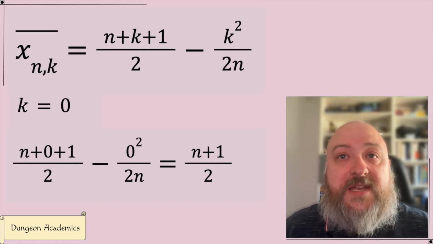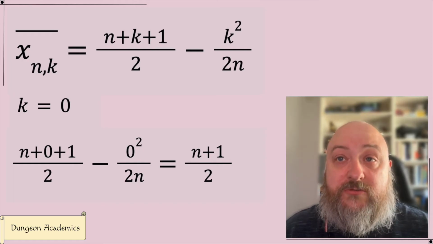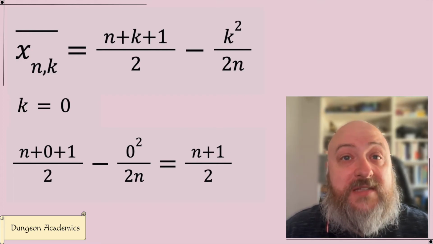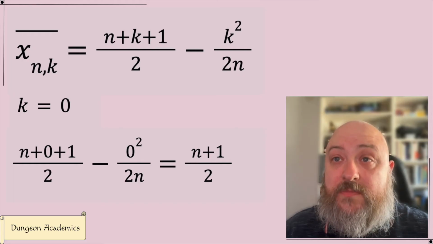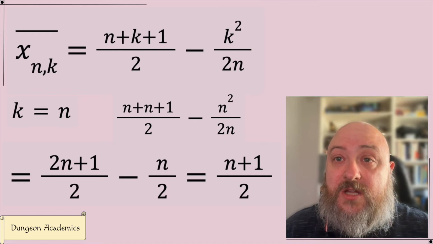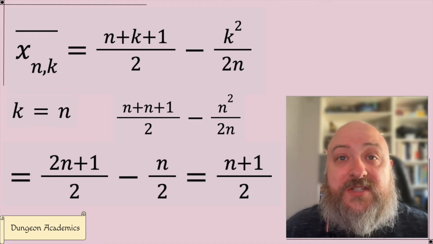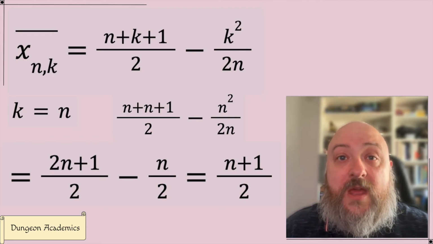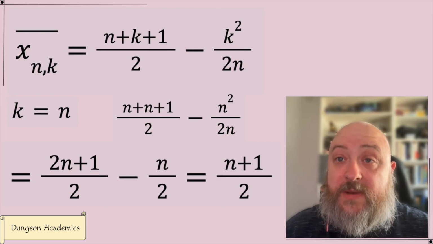We can confirm that setting k as either 0 or n always returns a modified mean identical to the regular mean of the die. First we can set k to 0. The first term simplifies to n plus 1 over 2, and the second term has a 0 in the numerator, so it is equal to 0. The regular mean of the die appears out of the modified formula. Setting k to n, we can see that the first term turns into 2n plus 1 over 2, and the second term becomes n squared over 2n, which simplifies to n over 2. Combining these terms, as they have a common denominator, leaves n plus 1 over 2, the regular mean for a die.